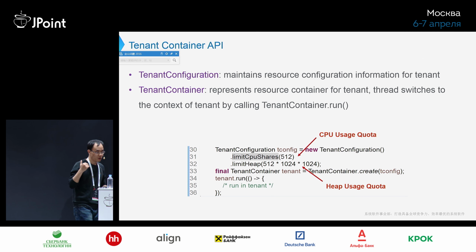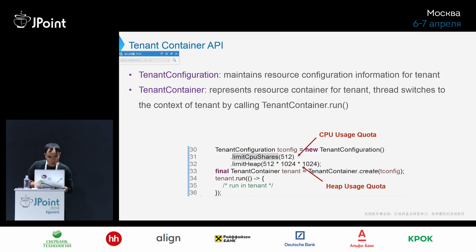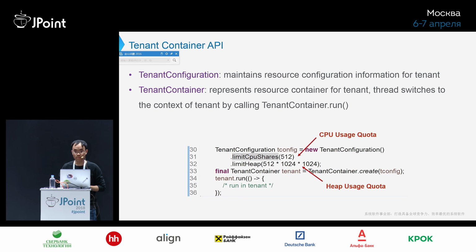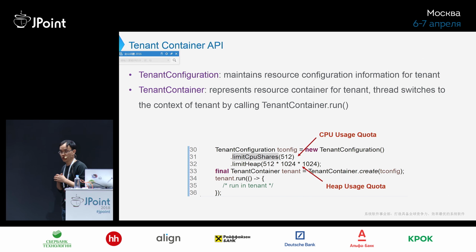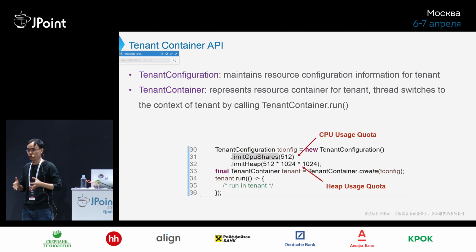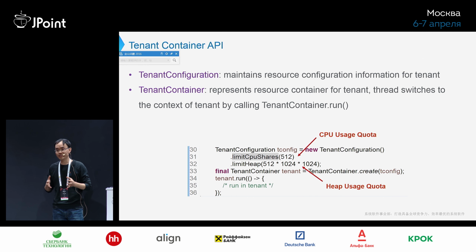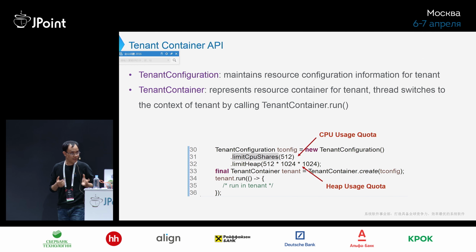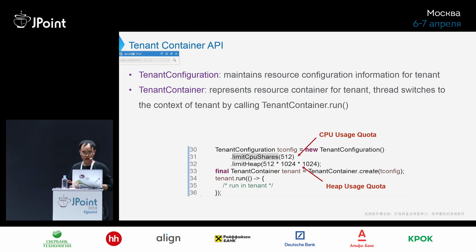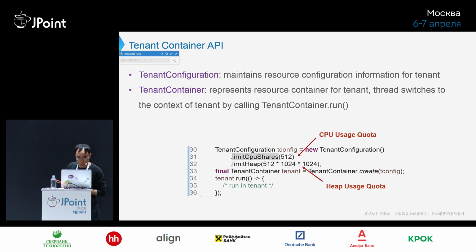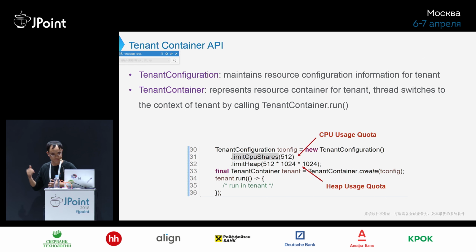In this example, we specify 512 for CPU. CPU time is specified by an integer value. This integer value is a relative share of CPU time which is available to the tenant. We use a concept very similar to control group, and I will discuss it in detail later. The second thing is you limit the maximum heap that can be used by this tenant, up to 512 gigabytes.